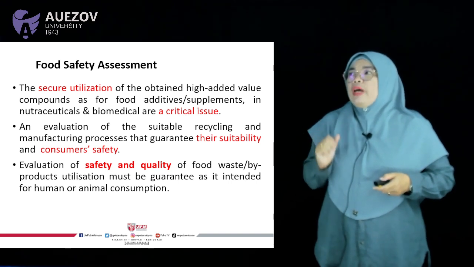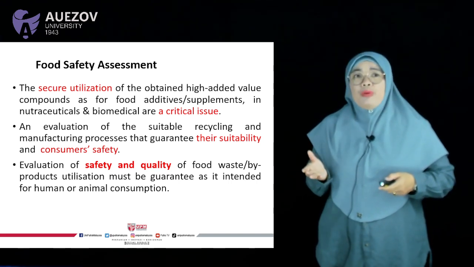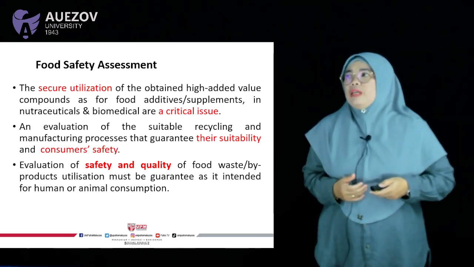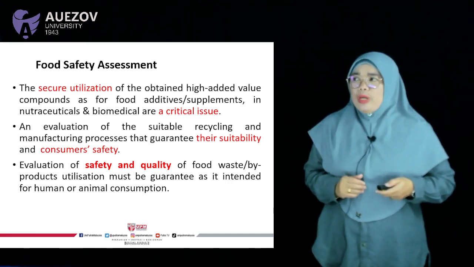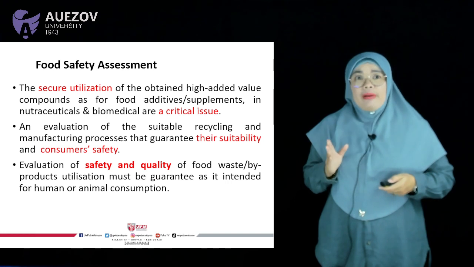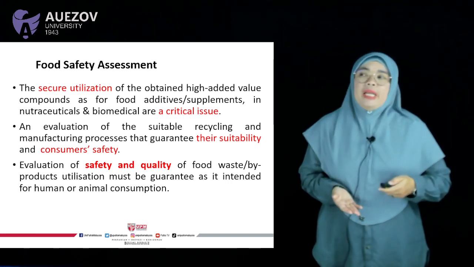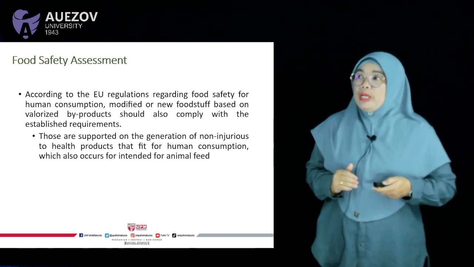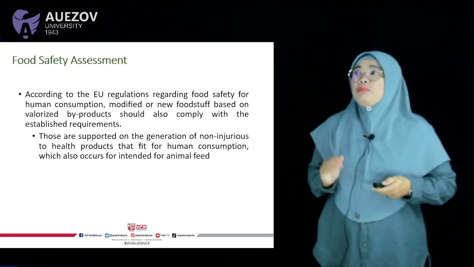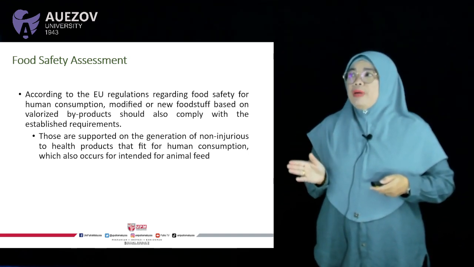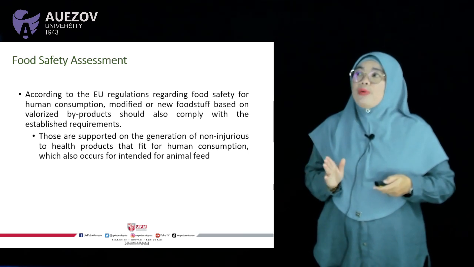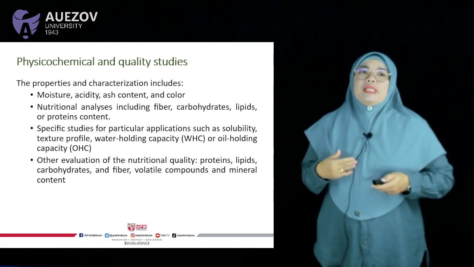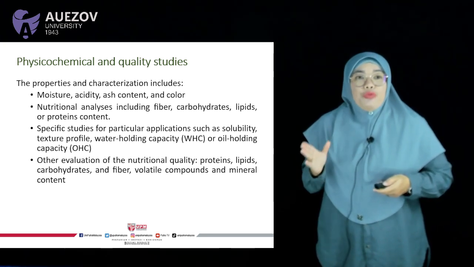Therefore, we need an evaluation of suitable recycling and manufacturing processes that guarantee their suitability and consumer safety. The evaluation of safety and quality of food waste or byproduct utilization must be guaranteed, as it is intended for human and animal consumption. I also highlight here the EU regulation regarding food safety for human consumption: modified or new foodstuffs based on valorized byproducts should also comply with the established requirements. So these are some of the studies required for food safety assessment.